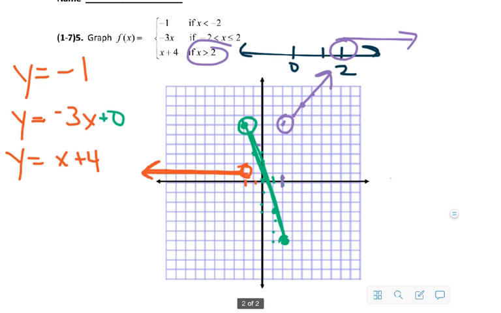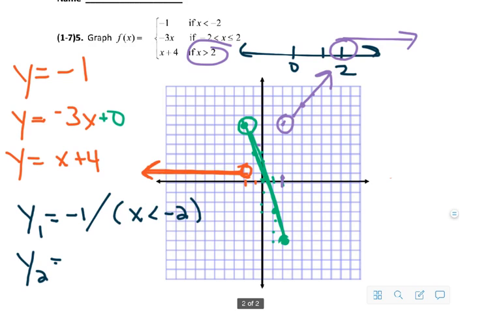If you want to put it in your graphing calculator to check it, you would put in y1 equals -1, division sign, parentheses, x is less than -2. Remember, the inequality symbol is under second math. To graph the second one, you would graph y2 is equal to -3x, division sign, parentheses.